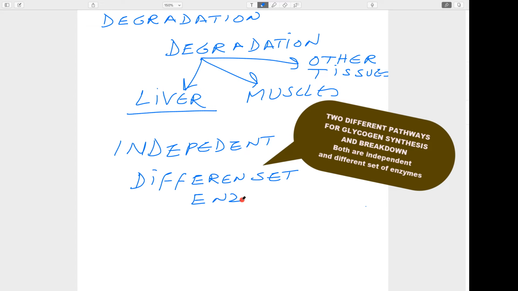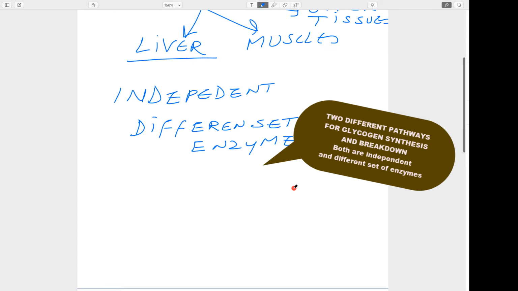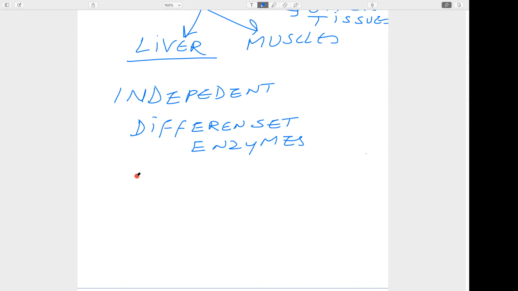What does it mean, a different set of enzymes? There is one set of enzymes that works in glycogen synthesis, and another set of enzymes works in glycogen degradation. It is not the reversal of the pathway. This is the way the cell regulates the particular metabolism. When you have two different pathways, the regulation is better than if one becomes the reversal of the other, anabolic and catabolic pathways.